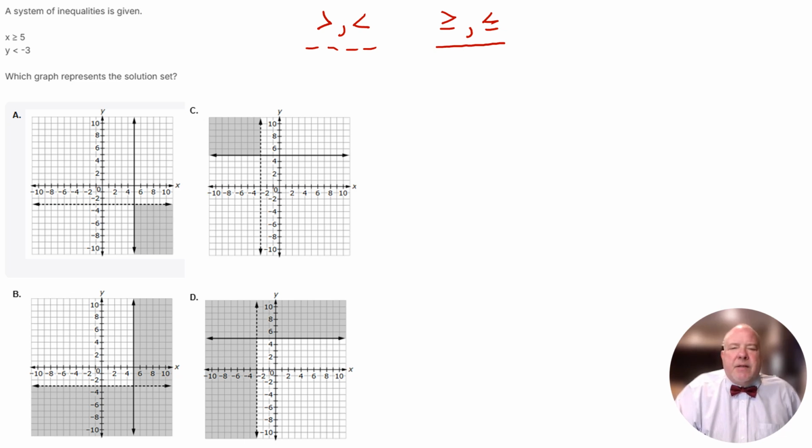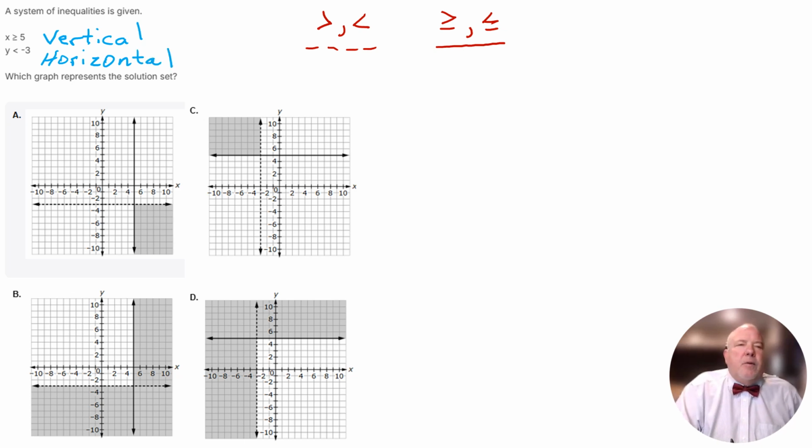Now, you really need to memorize what the graphs of these look like. And what I mean by that is the x greater than or equal to 5, when you have an equation or an inequality where it's just x equals something, or x greater than or less than, or whatever the inequality symbol is, this is a vertical line, meaning it goes straight up and down. This is a vertical line. The y is a horizontal line, meaning that it goes left to right. Horizontal.